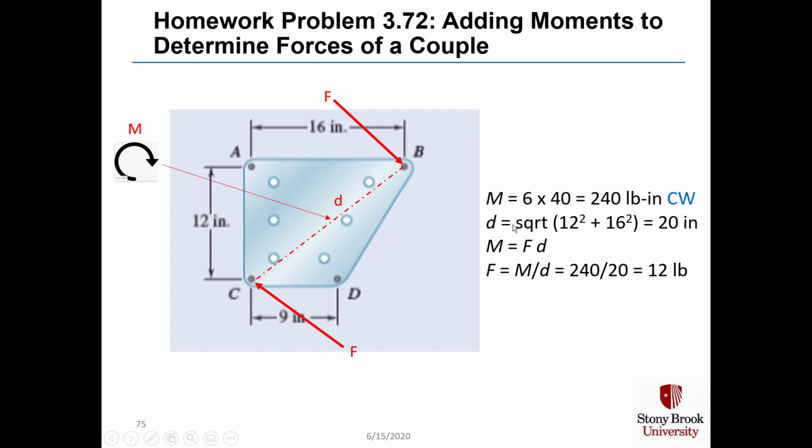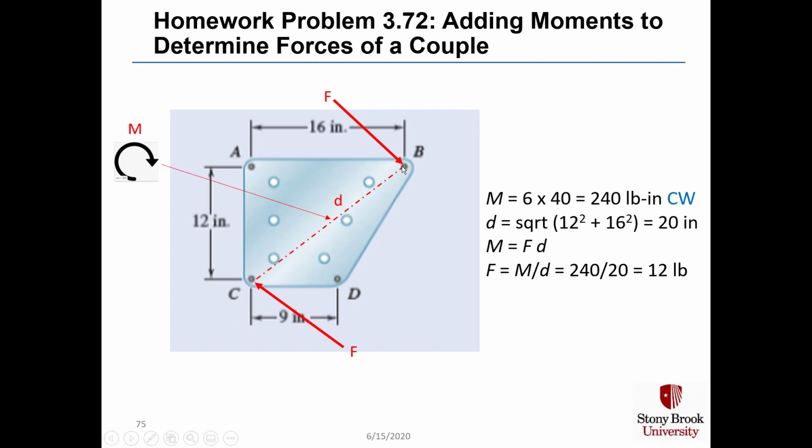Small d is just the square root of 12 squared plus 16 squared because it's the diagonal distance between C and B. And we imagine these forces F of the couple are acting at points B and C respectively, perpendicular to the line that connects B and C.